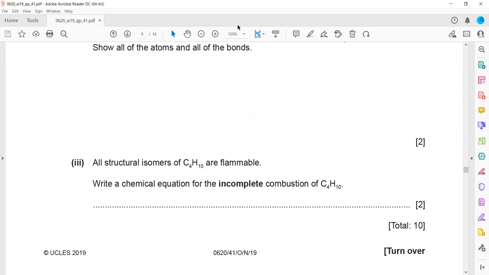All structural isomers of C4H10 are flammable. Write a chemical equation for incomplete combustion. Complete combustion gives off carbon dioxide when the molecule burns completely. But in incomplete combustion, you can produce carbon monoxide or you can also produce carbon. So it's up to you. Any one way you can complete.